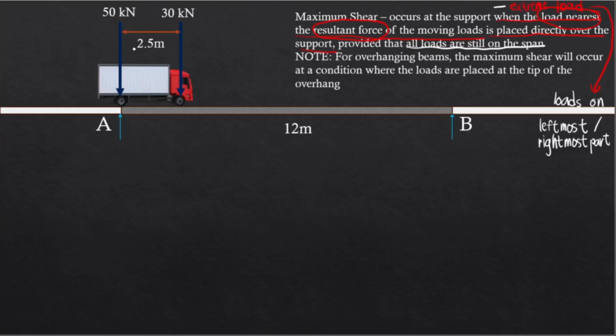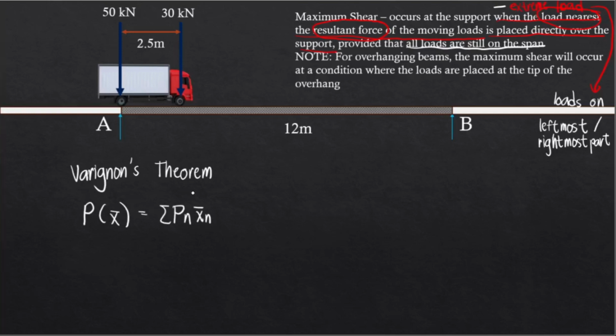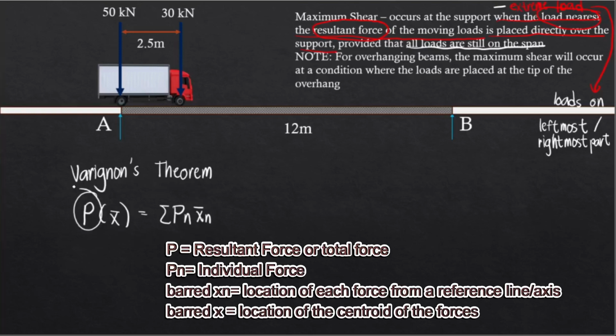And so going back, we're first going to solve the resultant of these forces. Now how are we going to get that? We're going to use Varignon's theorem. Now we have here, since we are interested in horizontal distances, the resultant force P multiplied by barred X. This is equal to the summation of Pn and then barred Xn. Now don't be confused by this one. This is just the same with the computation of centroids or the center of gravity. However, instead of areas, we are dealing with forces. And so for P, we're gonna sum up all the forces, and then for Pn, we have each of the loads, and then for barred Xn, we have the distances of each of the loads from the reference axis.